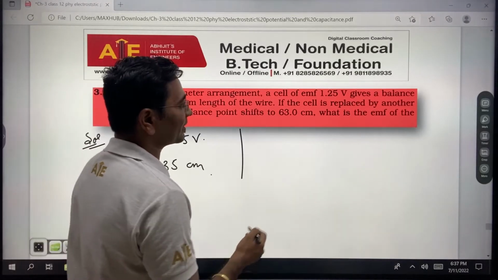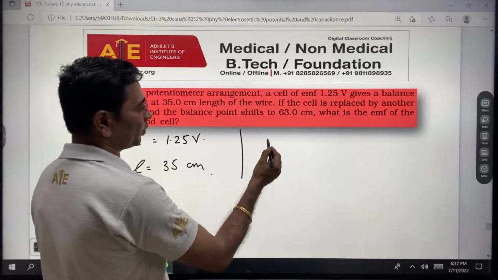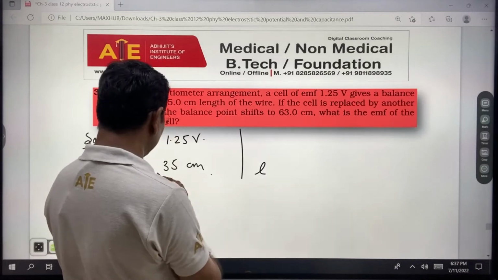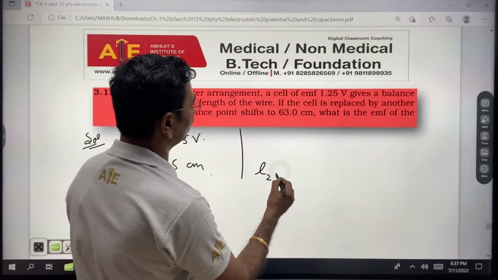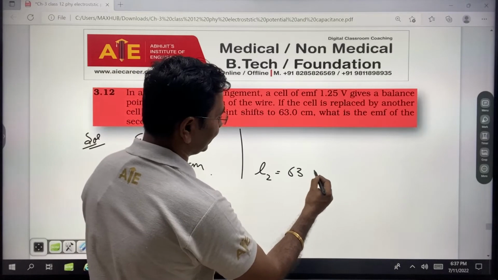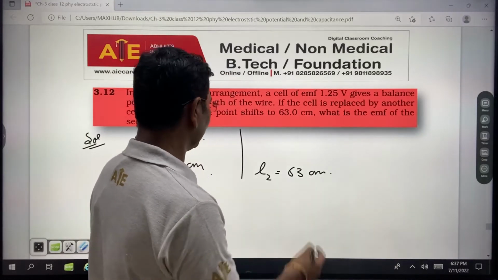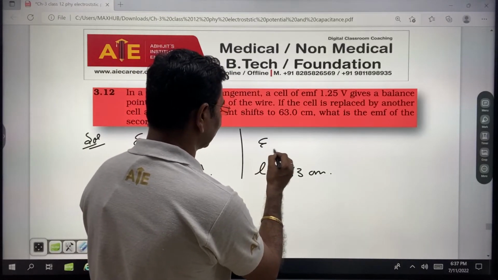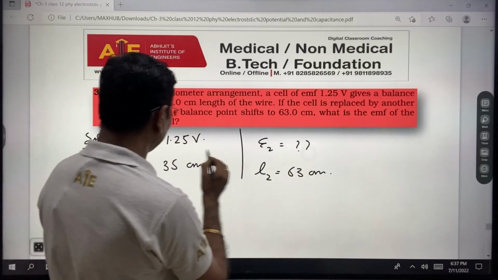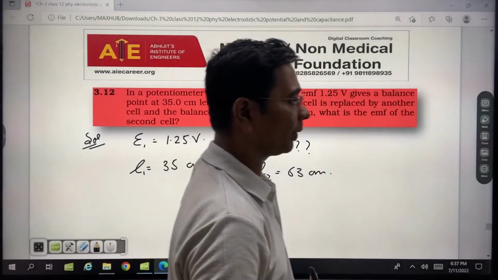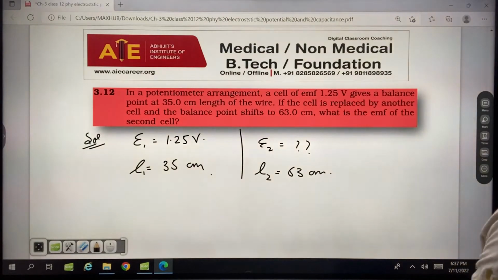In the second case, if the cell is replaced by another cell and the balance point shifts to, now my L2 is given over here. So this is my L1, this is my L2, and that is 63 centimeter. And what is the EMF of the second cell? So EMF E1 कर देता हूँ और E2 कर देता हूँ, पर E2 मुझे पता नहीं है, but E1 is known to me. So you can check this out. E1 is known to me.